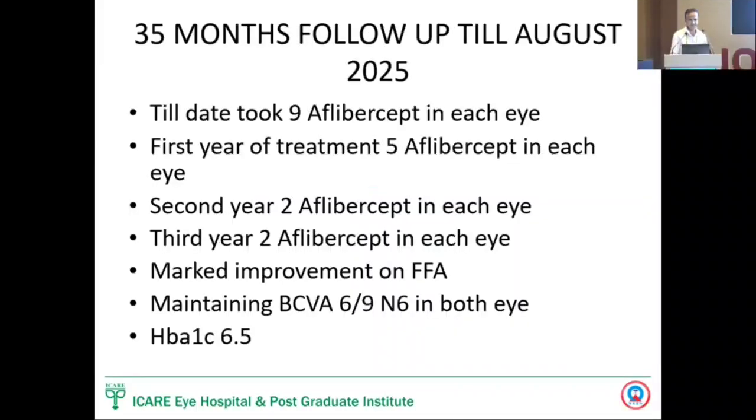So in this patient, I have 35 months of follow-up. The patient took 9 aflibercept injections in each eye. In the first year he took 5, in the second year 2, and in the third year again 2. There was marked improvement on FFA also, and the patient is maintaining BCVA at 6/9 and 6/6 in both eyes. And now HbA1c is also quite controlled, 6.5. Initially, it was 11.1.